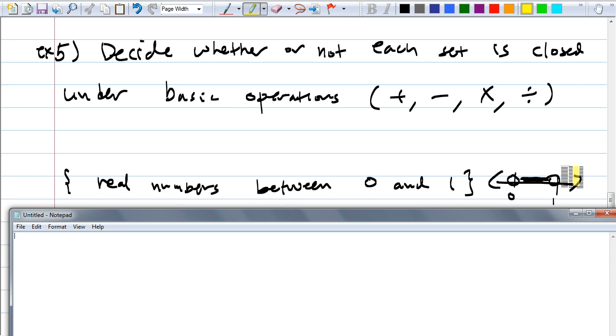So yeah, and you guys are right. We have to now try for each of these operations whether or not the set will be closed under addition. Yes or no, right? Whether or not the set will be closed under subtraction, right? And then so on. Does that make sense? So let's try one together, okay?